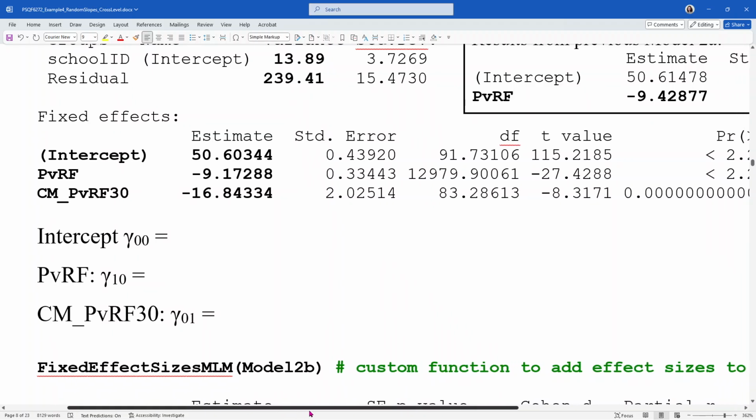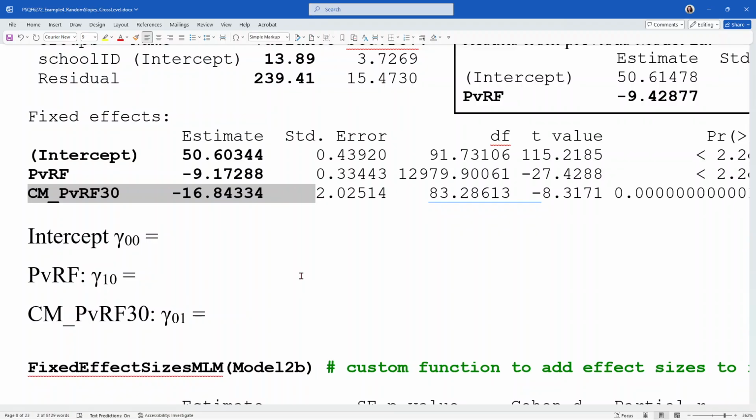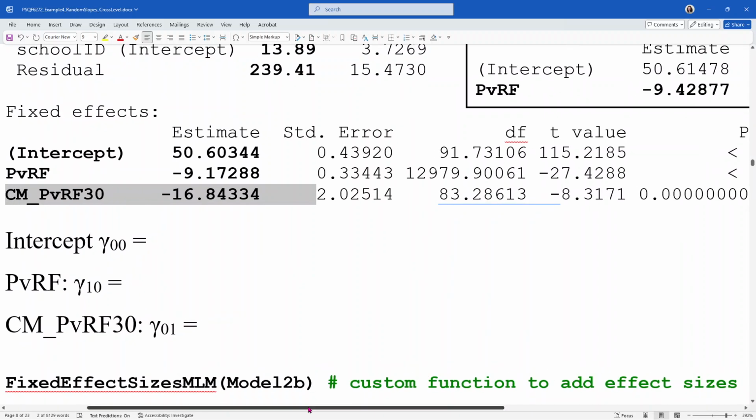So said differently, the previous model assumed no contextual effect. This model assumes a large one. So what is the between slope actually supposed to be according to this model? How do we figure it out? This is contextual.